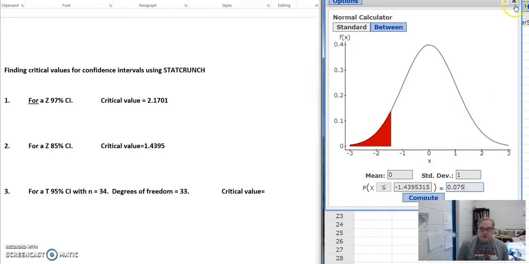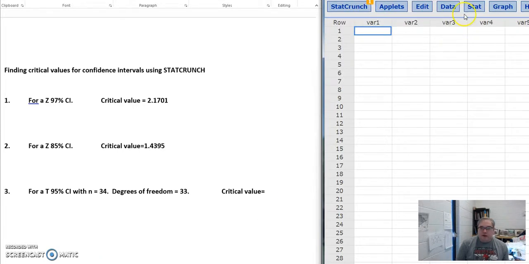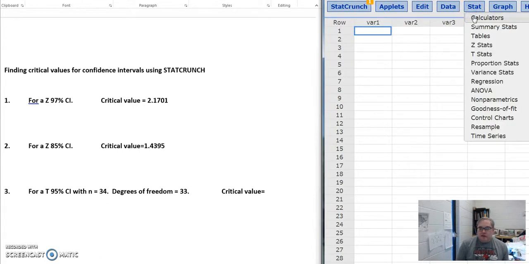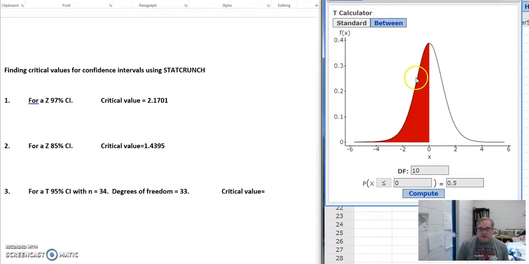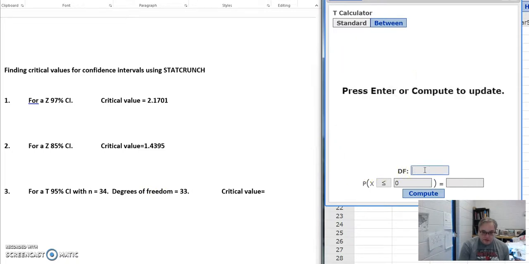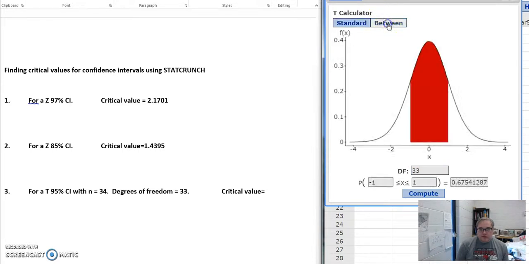If I'm going to do a T, so for like this one here, Stat, Calculator, you can't see it, but trust me, I'm just going down to where it says T, and very similar looking picture. This time I need degrees of freedom. So if my sample size is 34, my degrees of freedom is 33. I would do the same sort of thing. I want between. I want 95%.